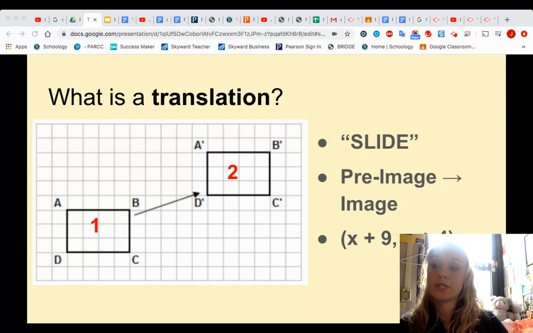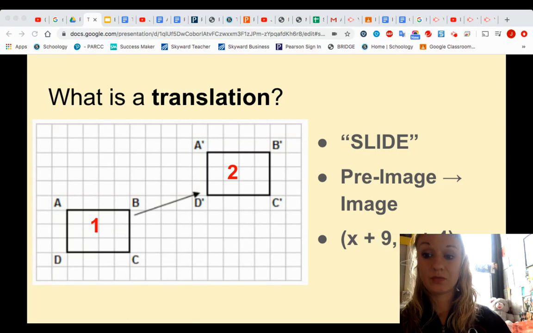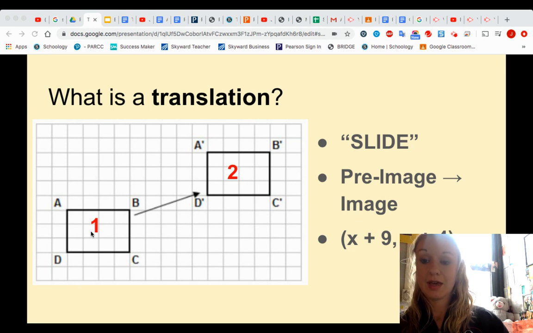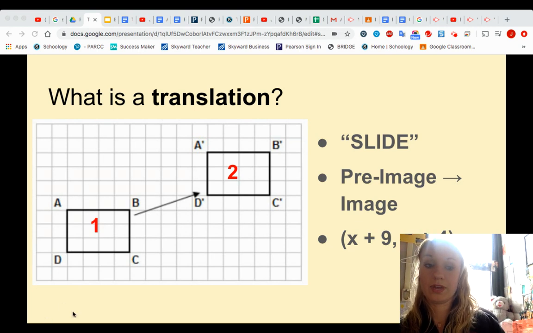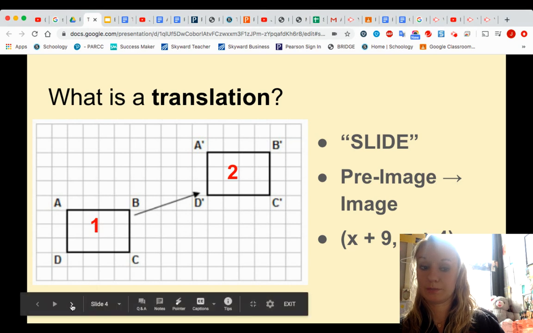All right, so ladies and gentlemen, a translation is a slide when you take one figure and you move it across a coordinate plane. If you look on your screen, image number 1 should be called your pre-image because it's just A, B, C, D, and figure 2 is your image, and you know that because it has A prime, B prime, C prime, and D prime. For this one in particular, it follows the rule x plus 9, y plus 4 because it moved to the right 9 and it moved up 4. So translation is a slide. Starts with your pre-image and moves over to your image. And that's consistent for this whole unit.